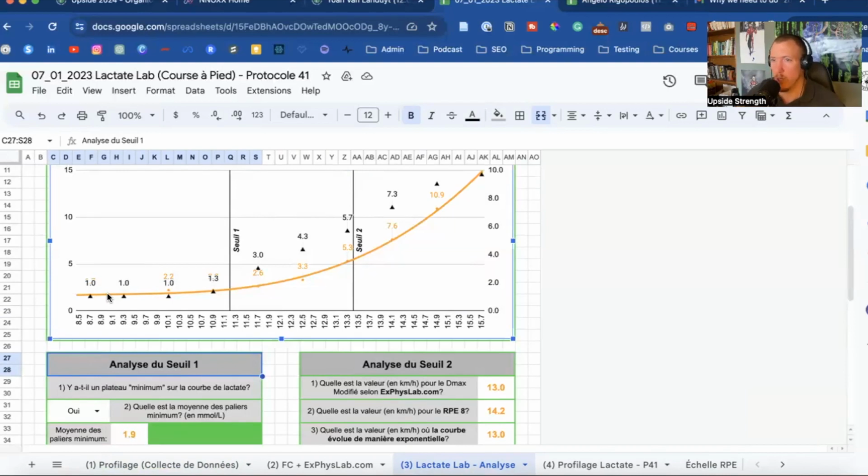So conservative Sean would be tempted to put your first threshold at 10 kilometers an hour. I think we can safely put it between 10 and 11 kilometers an hour. Definitely no higher than 10.9. Because even though RPE is still very low, we already see that first inflection in lactate. We actually see it a little bit before, but I think somewhere between 10 and 11 is completely reasonable in terms of interpretation. And remember, it's always better to be a little conservative on the interpretation than to be a little ambitious and then train too high, because the whole purpose of this test is to not train too high.